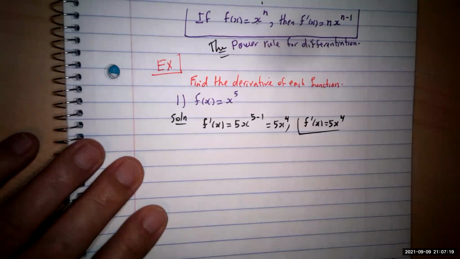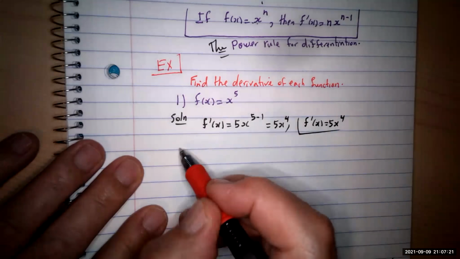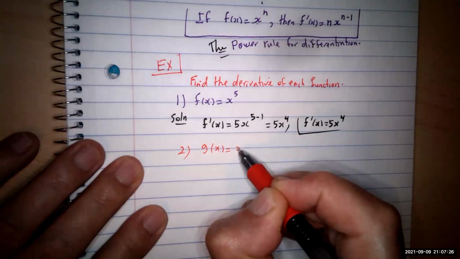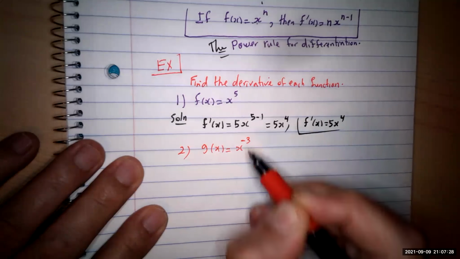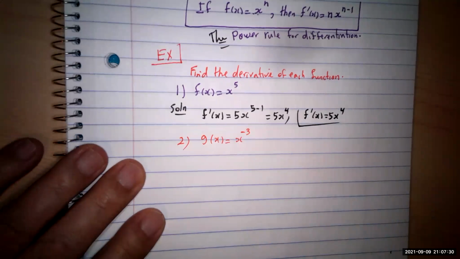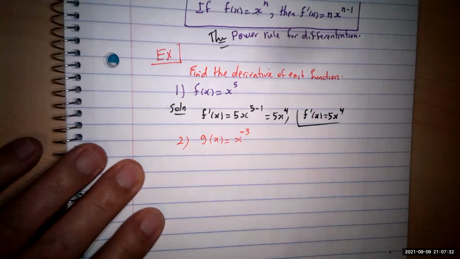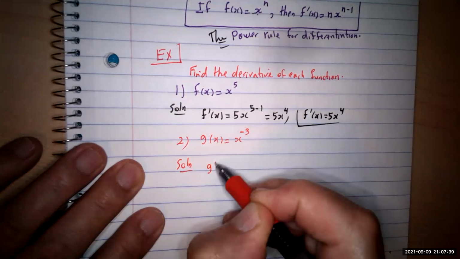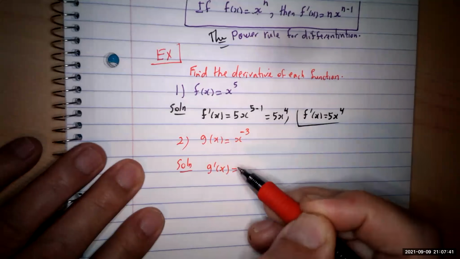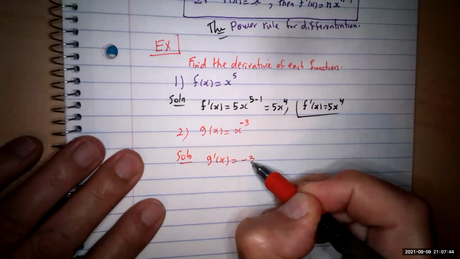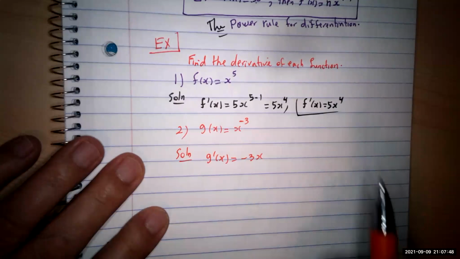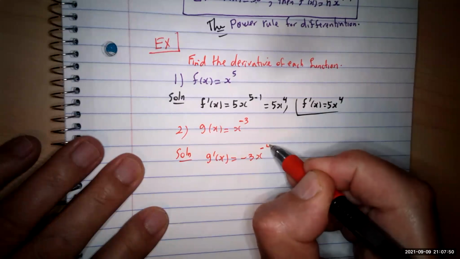Question. Case 2. g of x equals x to the negative 3. It's a negative number, but it doesn't matter. Okay, what's going to be the solution? g prime of x equals, you bring the power down, negative 3, x to the power of negative 3 minus 1, which is negative 4. And then you're done.